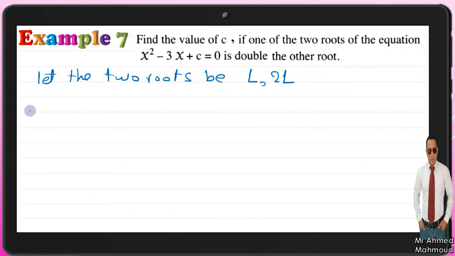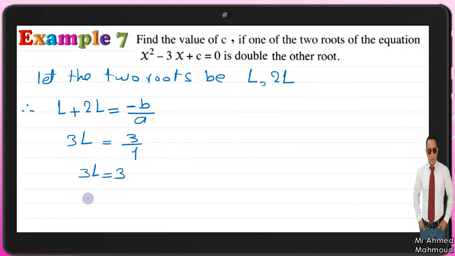L and 2L. Therefore, the sum L plus 2L equals negative B over A. Now I start with the sum because A and B exist. It's better to start with the sum. Okay, so L plus 2L equals 3L. On the right side, negative B, which is negative negative 3, will be 3, and A equals 1. So 3L equals 3. So L equals 3 divided by 3 equals 1. This is the value of L, or the first root.